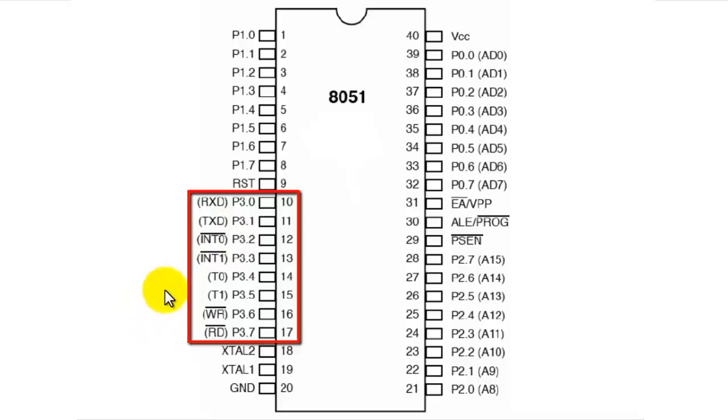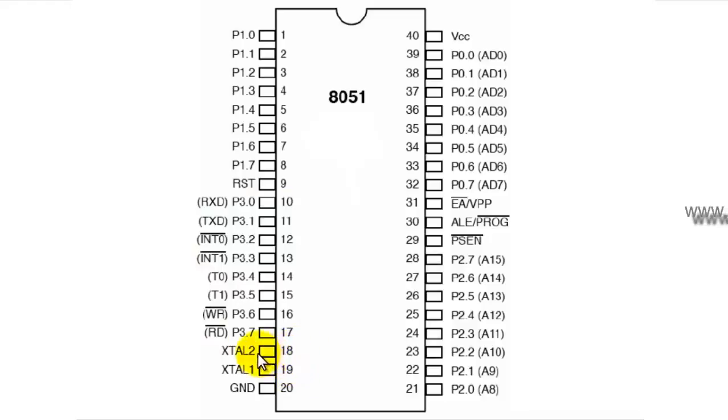So what we saw is port 3 can be used for these functionalities that I have explained, and also they can be used as general purpose IO. Depending upon how we want to use it, we configure it in our program. Now let us move on to pin number 18 and 19.